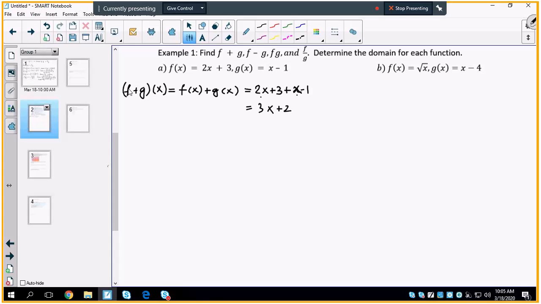Let's talk about the domain. So we'll look at our function f. See, f is a linear function, and as we know, for a linear function the domain is everything, so it is negative infinity to infinity. g is a linear function as well, so the domain is pretty nice. It's still negative infinity to infinity. Now we will think about the overlap of the domains of f and g.